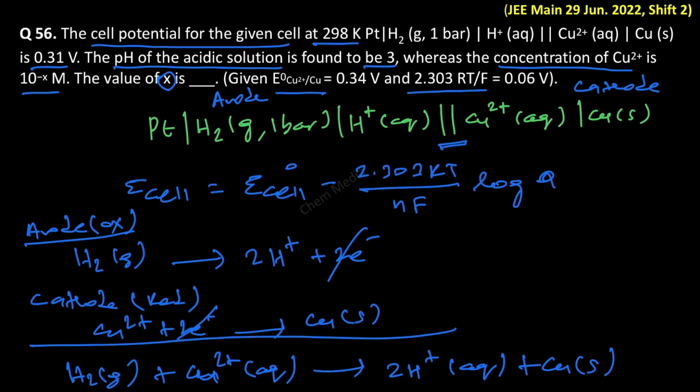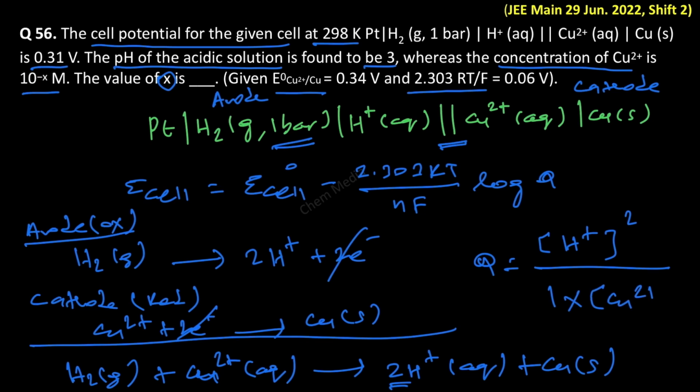Therefore, the reaction quotient here is concentration of H plus whole square, because we have the stoichiometric coefficient 2 here, and we don't enter solids in the reaction quotient equation because that is constant, divided by concentration of H2, that we can take as 1 bar, partial pressure of H2. So simply multiplying 1 with the concentration of copper 2 plus. So that's our reaction quotient.